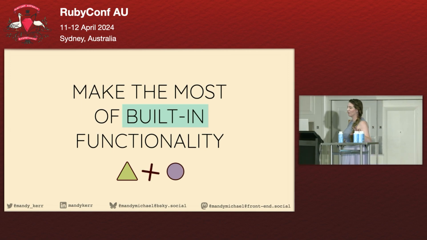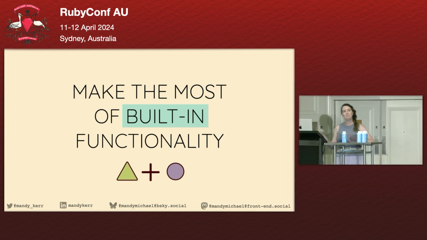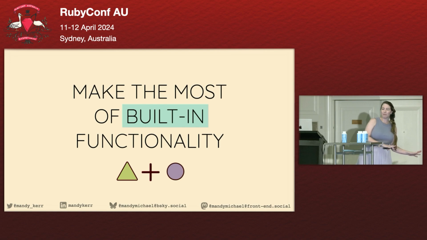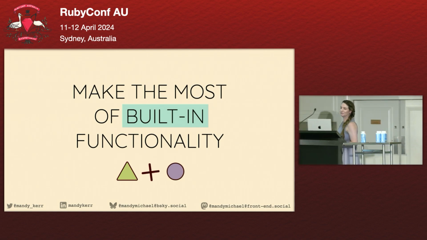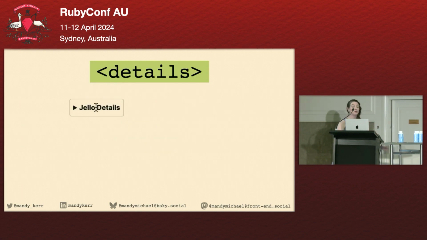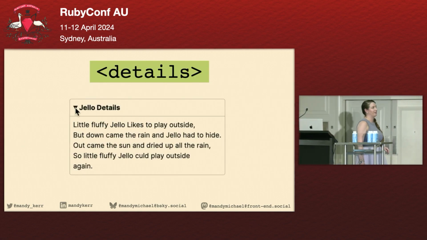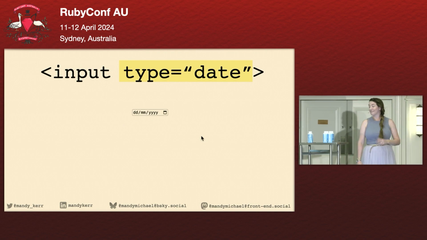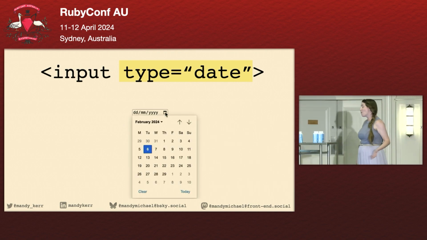Definitely better than Stack Overflow code. Might be better than ChatGPT and Copilot. Don't know, that might change over time as it gets smarter. There's some good things you can use, like details, which is like an accordion. The date picker, which I'm sure you're all familiar with.